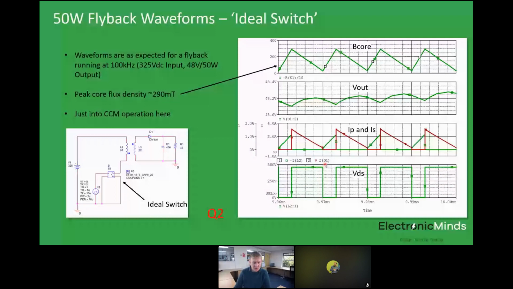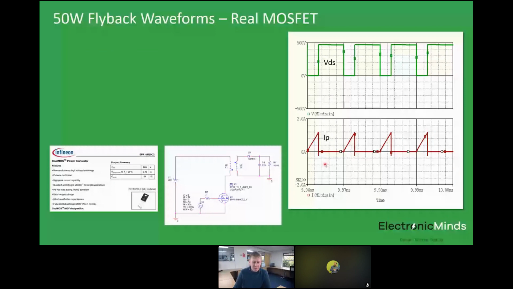Okay, so the 50 watt flyback waveforms, let's put a real MOSFET in here. Exactly the same circuit. I've used an Infineon 800 volt CoolMOS device, which has a quoted datasheet value of 0.45 ohms on resistance. We're driving it now from 0 to 12 volts because that's the sort of gate drive we want to use, and I've put a 3 ohm arbitrary gate drive resistor in there just to give it a bit of gate drive impedance. But the rest of the circuit is the same.